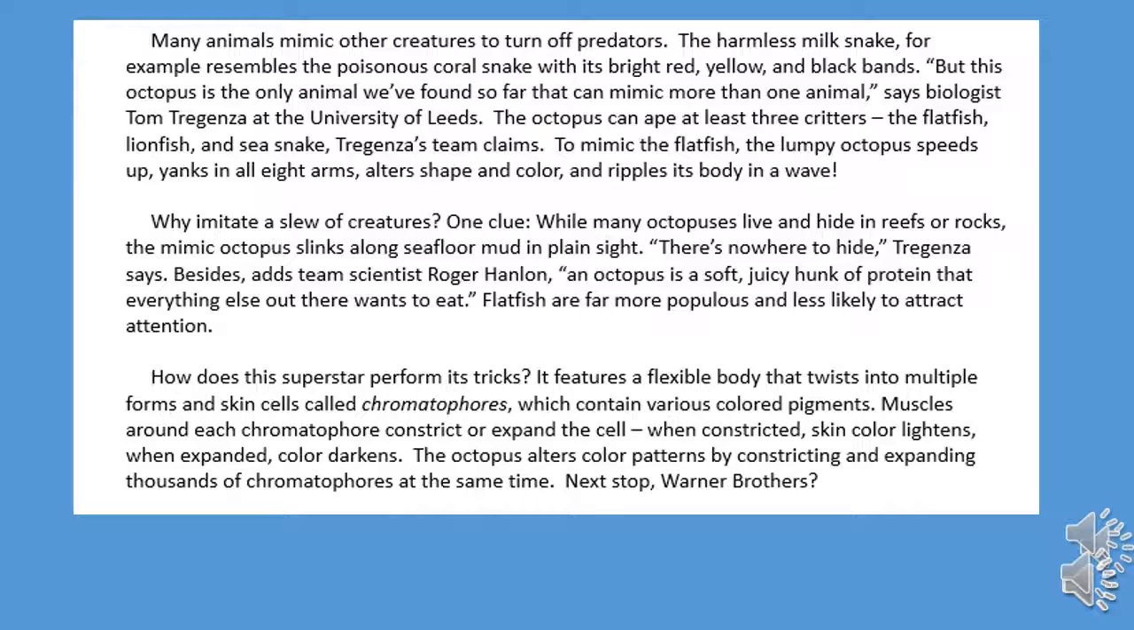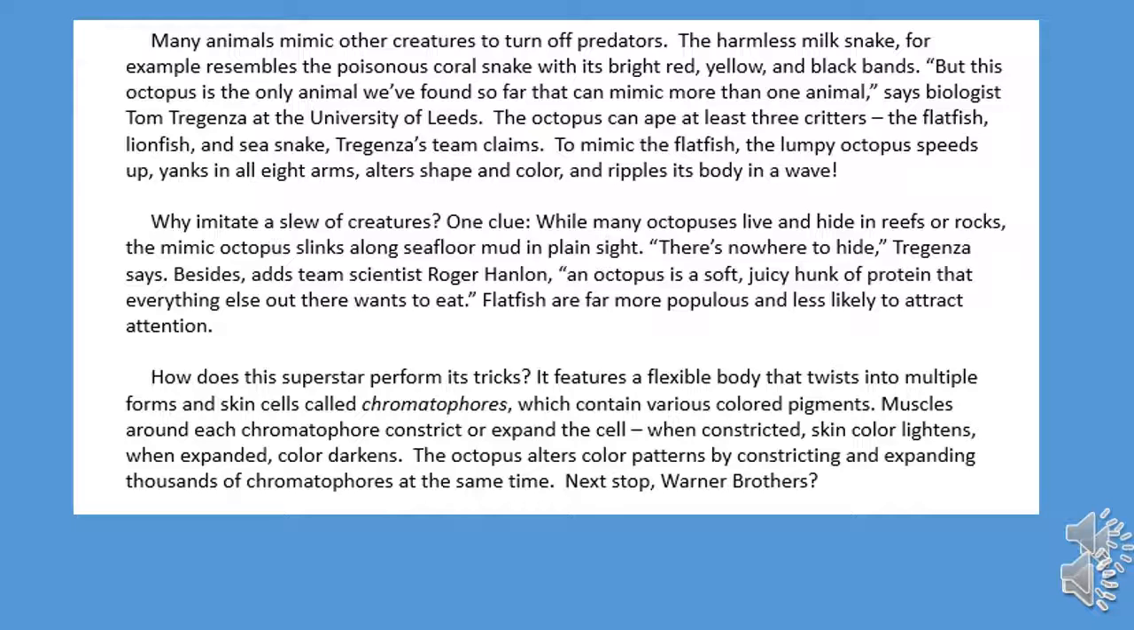The octopus can ape at least 3 critters: the flatfish, the lionfish, and a sea snake, Tregenza's team claims. To mimic the flatfish, the lumpy octopus speeds up, yanks in all 8 arms, alters shape and color, and ripples its body in a wave. Why imitate a slew of creatures? One clue. While many octopuses live and hide in reefs or rocks, the mimic octopus slinks along sea floor mud in plain sight. There's nowhere to hide, Tregenza says.